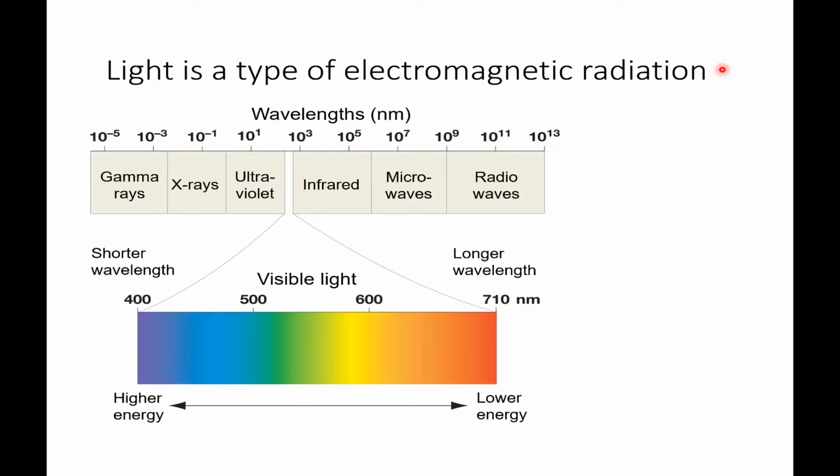Light is a type of electromagnetic radiation. This is the electromagnetic spectrum here, and what it shows us is the range of wavelengths of electromagnetic radiation. Visible light is the portion of this electromagnetic spectrum that humans can see. Now, light acts as a wave and can act as a particle. So here we see visible light described as ranging from shorter wavelengths to longer wavelengths.